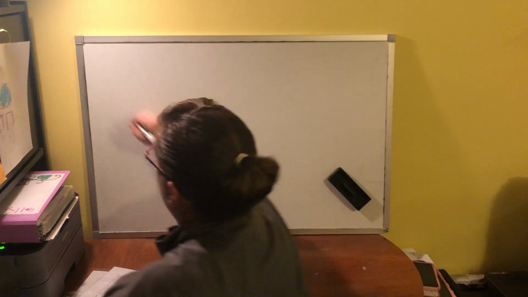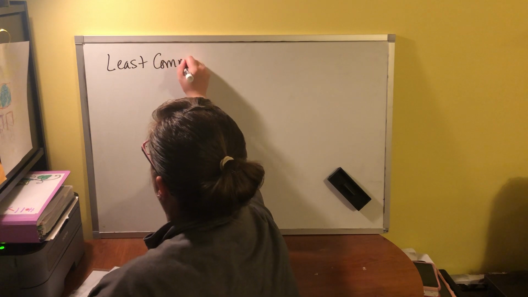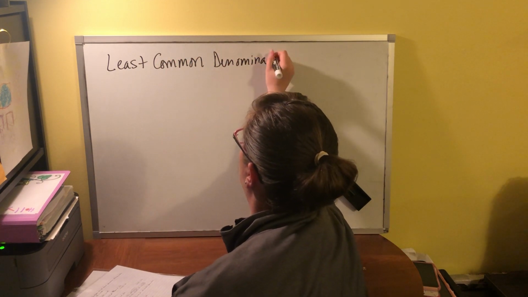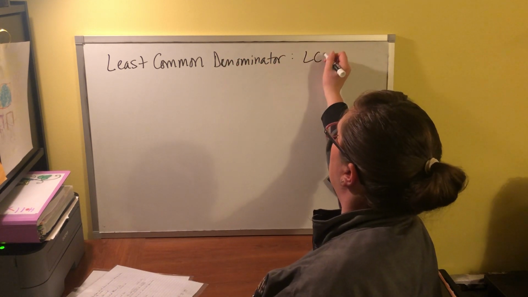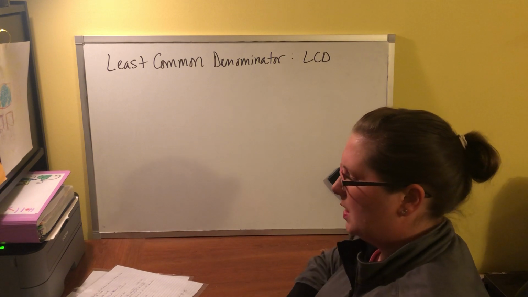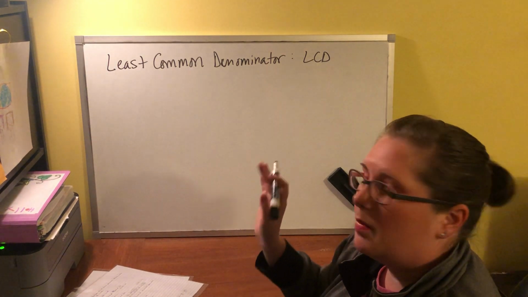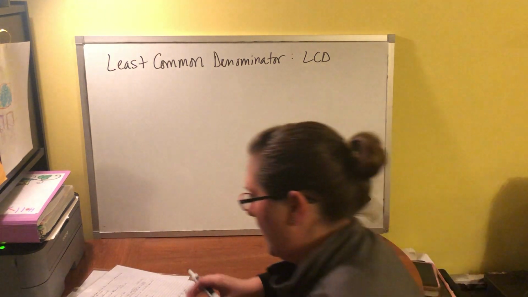So we now need to talk about least common denominator, or your LCDs. It's the exact same thing as finding a least common multiple, except you're going to look at the denominators of a fraction.